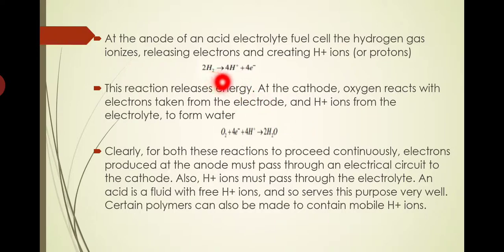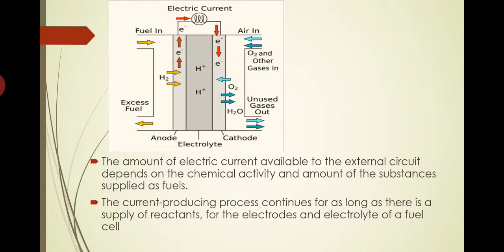2H2 is broken down to 4H plus ions, that is hydrogen ions, plus 4 electrons, of course. This is the case of an acid electrolyte fuel cell. In an acid electrolyte fuel cell, hydrogen gas ionizes, releasing electrons and creating H plus ions. So in the anode, due to that chemical reaction, hydrogen ions and electrons are released.